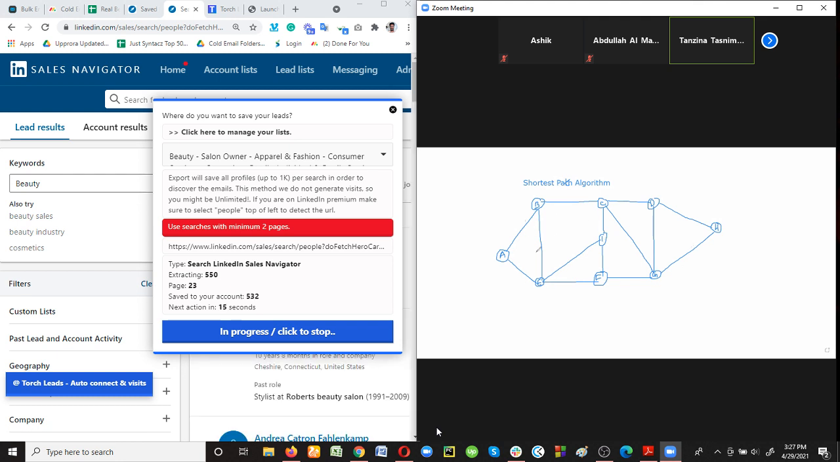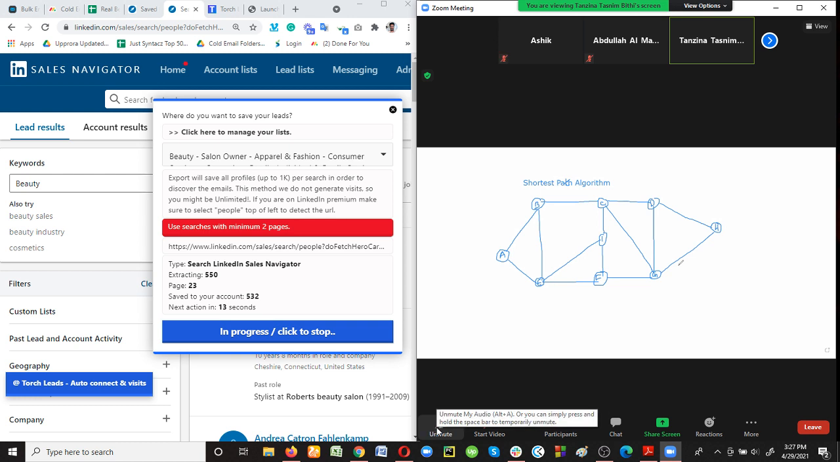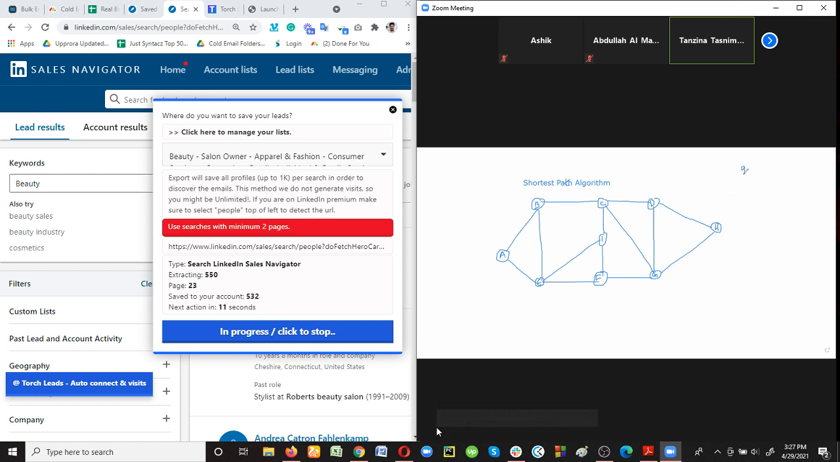And how many edges are here? 1, 2, 3, 4, 5, 6, 7, 8, 9, 10, 11, 12, 13, 14. Right? Yes, ma'am. 14. There are 14 edges. So the number of vertices is 9 and there are 14 edges. So here, if this is a connected graph, that means from one node we can easily travel to another node.